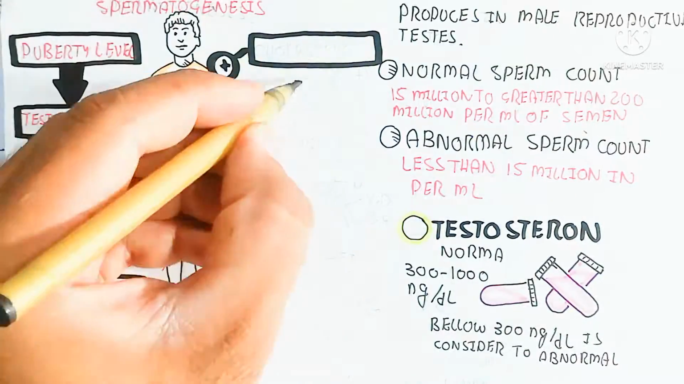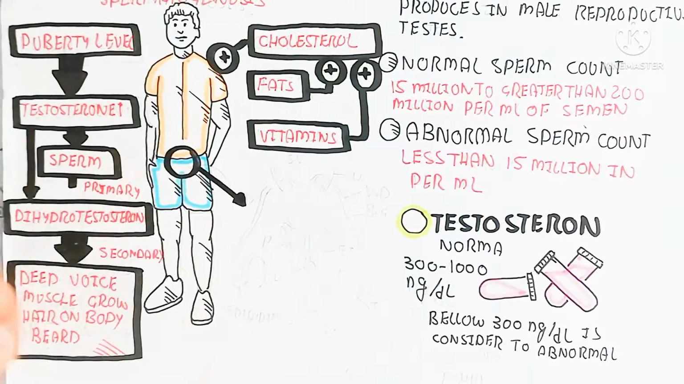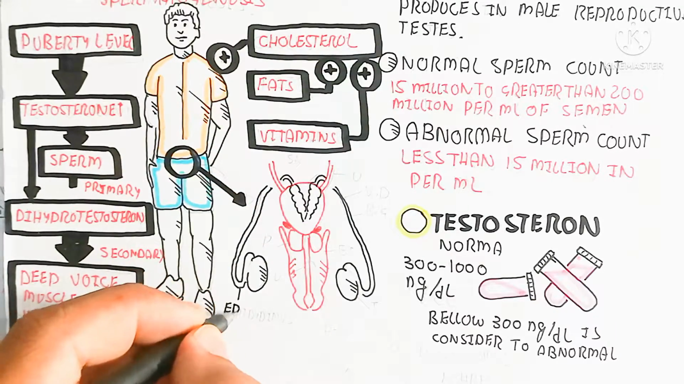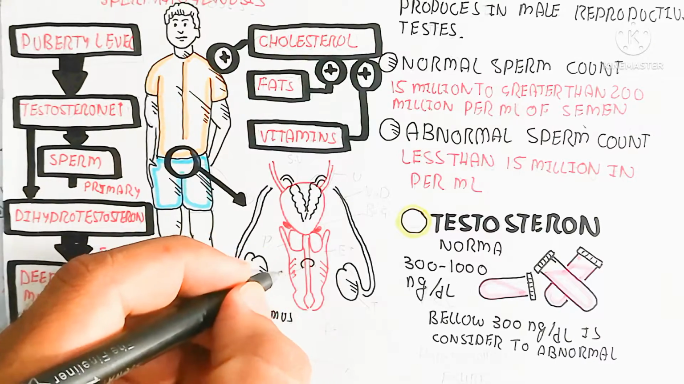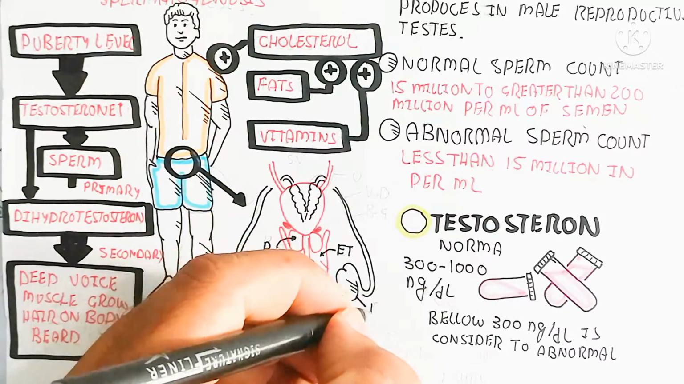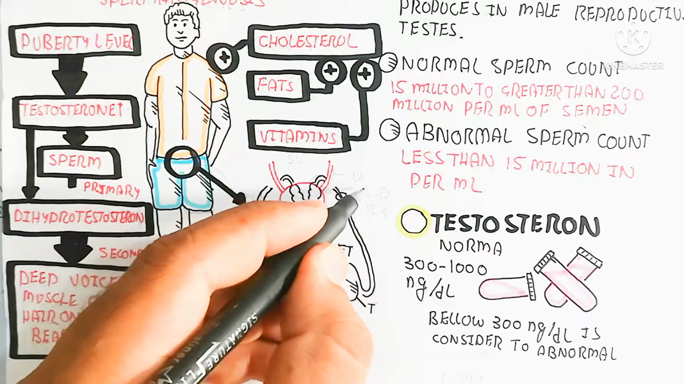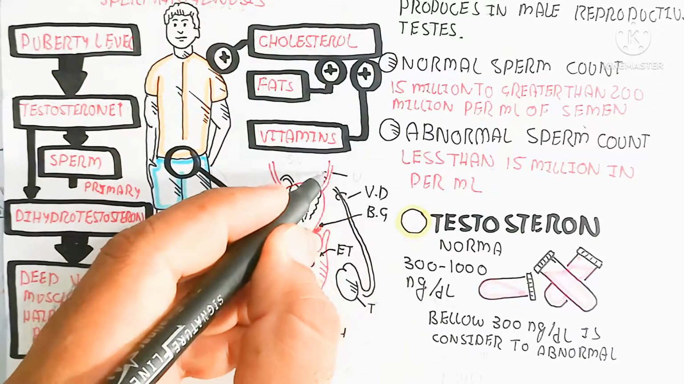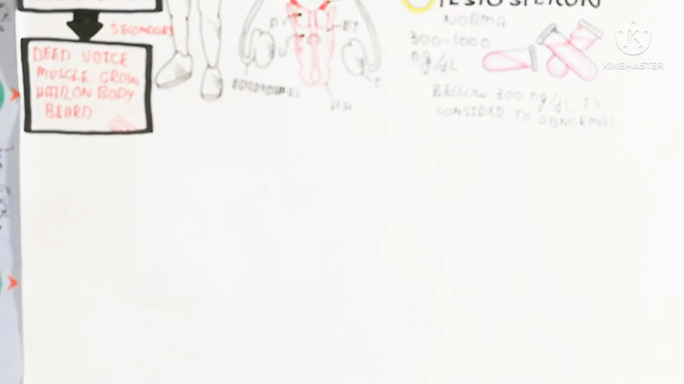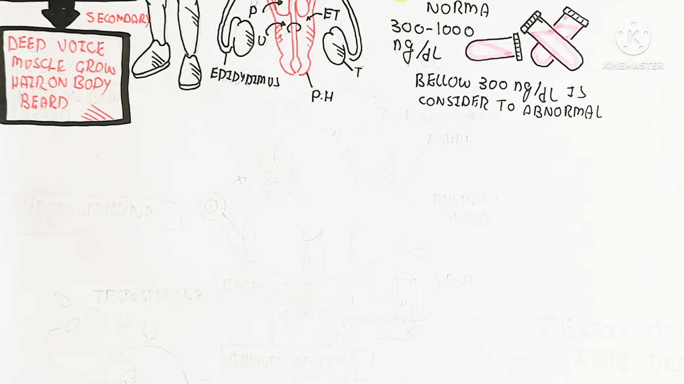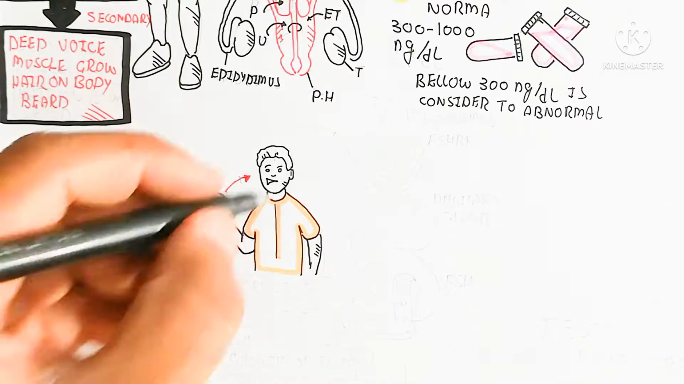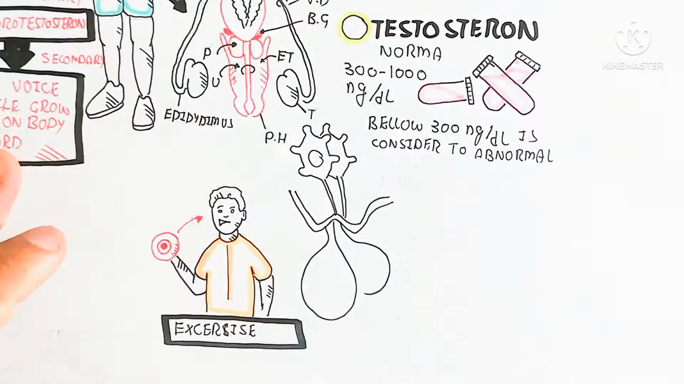The primary sexual character means sperm production and primary organ development, for example the reproductive organs. Cholesterol, which is developed from fats and vitamins, is used in the testes of the reproductive system to produce testosterone. So cholesterol is very important. This is the reproductive system: the vas deferens, bulbourethral gland, prostate gland, erectile tissue, testes, penis head, ureter, and seminal vesicle.